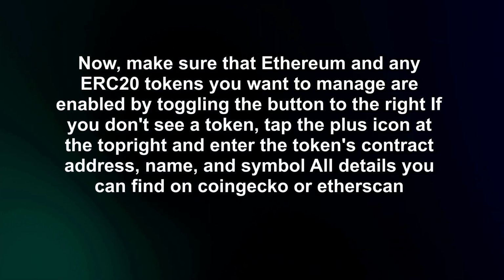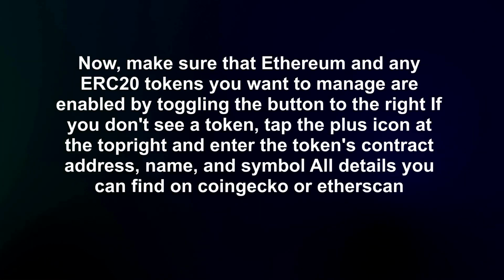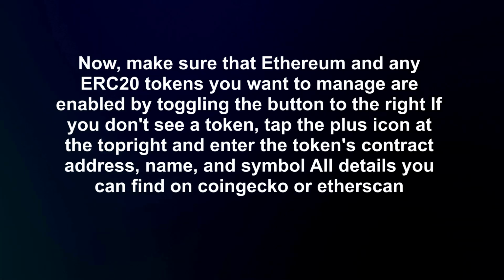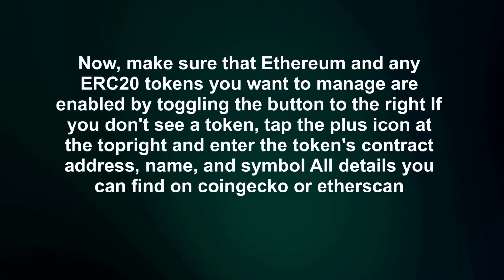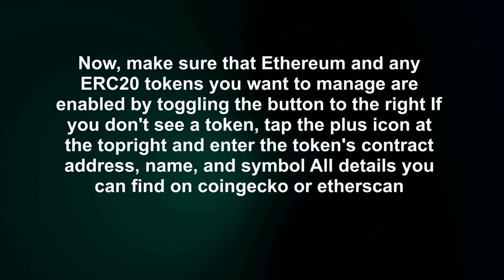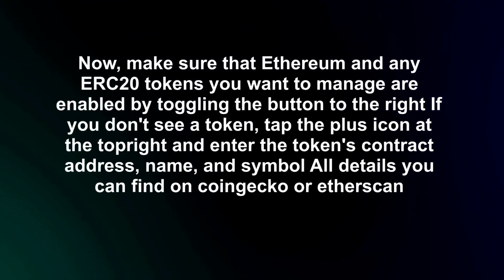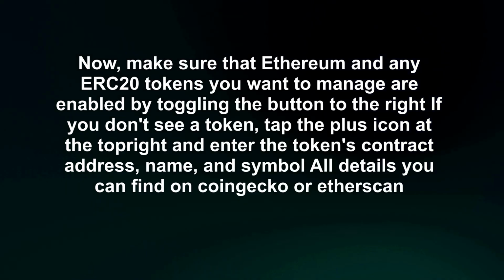Now, make sure that Ethereum and any ERC-20 tokens you want to manage are enabled by toggling the button to the right. If you don't see a token, tap the plus icon at the top right and enter the token's contract address, name, and symbol. All details you can find on CoinGecko or Etherscan.